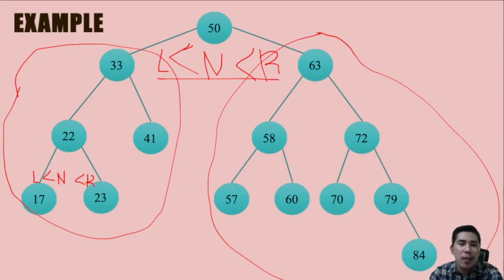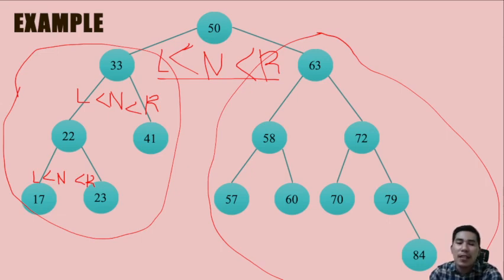Okay, in our left subtree, 22 is less than 33, and 33 is less than 41. So the left subtree is less than the node, and the node is less than our right subtree. As you can see, all the nodes in our left subtree right here are less than their parent node or root node, and the parent node must be less than its right node. The same rule must be applied to the right subtree.